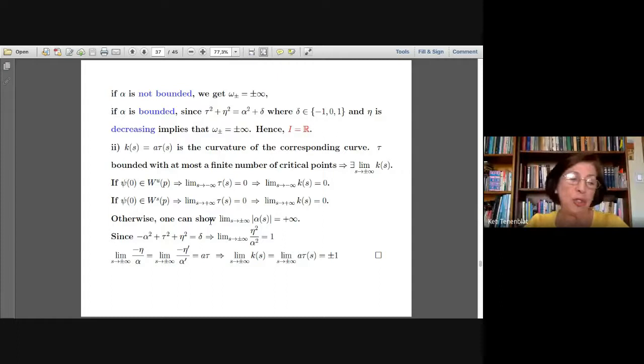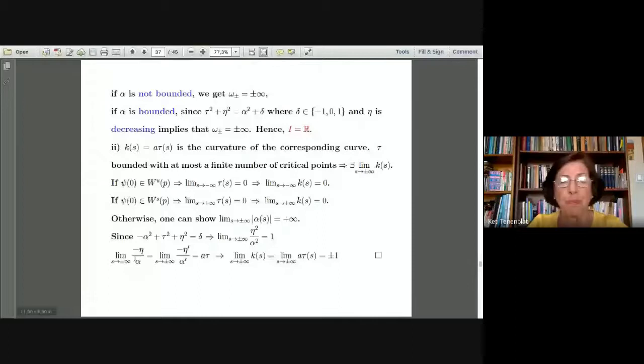Otherwise, one can show that the limit of the norm of alpha as s goes to plus or minus infinity is plus infinity. And because we have this algebraic relation between alpha, tau, and eta, then one can show, just dividing by alpha squared, that this limit of eta squared over alpha squared is one. And now you want to find the limit of minus eta over alpha. Because of L'Hopital, you can define this as the limit of minus eta prime over alpha prime. But here you use the system of differential equations and you find that this is a times tau. So this means that the limit of the curvature, which is a times tau, is equal to plus or minus one, because this here is plus or minus one.